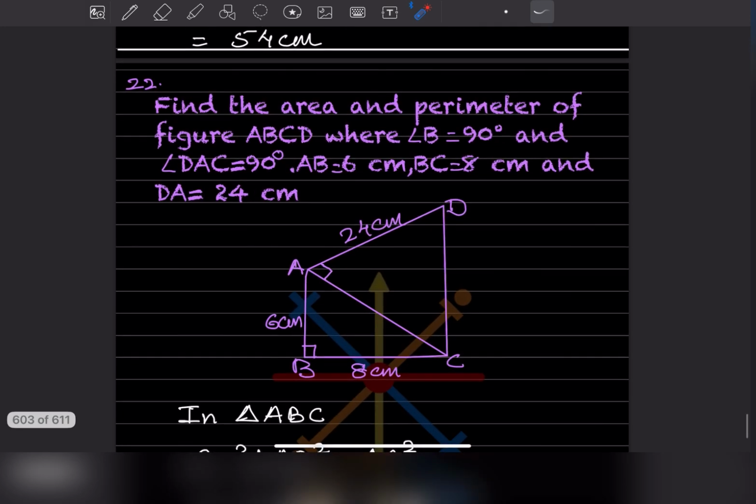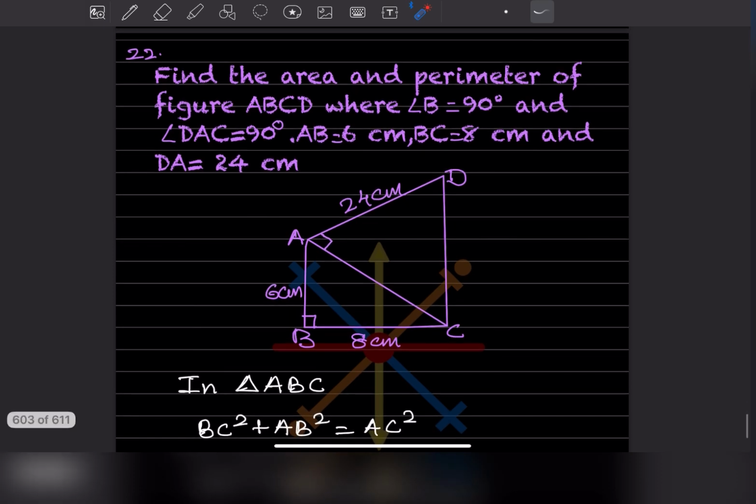Now find the area and perimeter of figure ABCD where angle B is equal to 90 degree and angle DAC is 90 degree, AB is equal to 6, BC is equal to 8, and DA is equal to 24. We have to find the area and the perimeter of this ABCD.